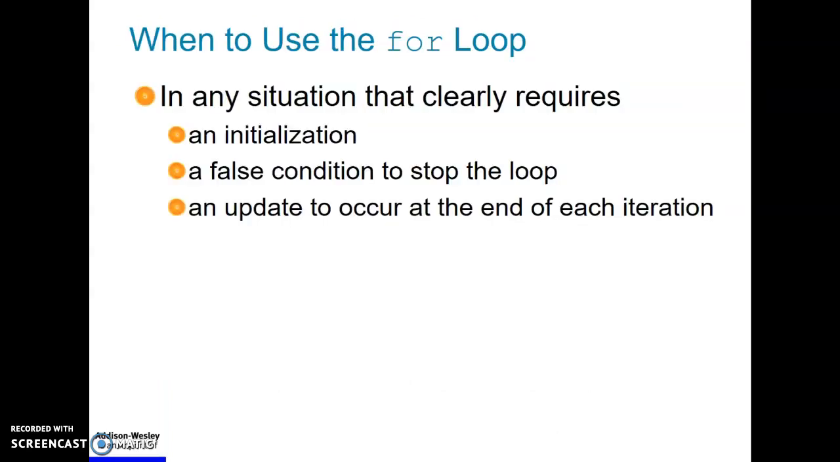When to use the for loop: in any situation that clearly requires an initialization, a false condition to stop the loop, and an update to occur at the end of each iteration. It is a pretest loop. Okay, it may never execute, like the while loop. It may never execute. And when do I want to use it? Whenever I know the number of iterations is the best time to use it. If I'm not sure of the number of iterations, the for loop is not my best choice.